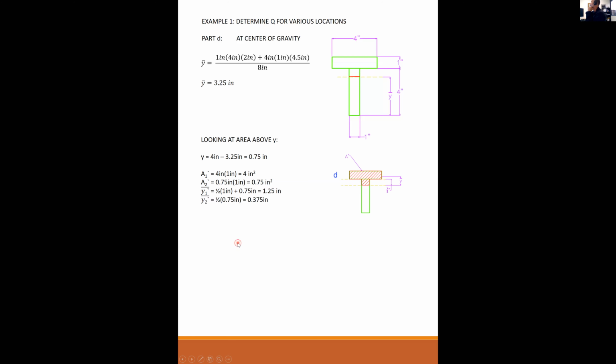So Q is going to be equal to A prime 1 times Y bar prime 1 plus A prime 2 times Y bar prime 2. You add the two together. So 4 times 1¼ plus 3/4 times 3/8 gives me a total Q of 5.28 inches to the third. Any questions on what I just did there?